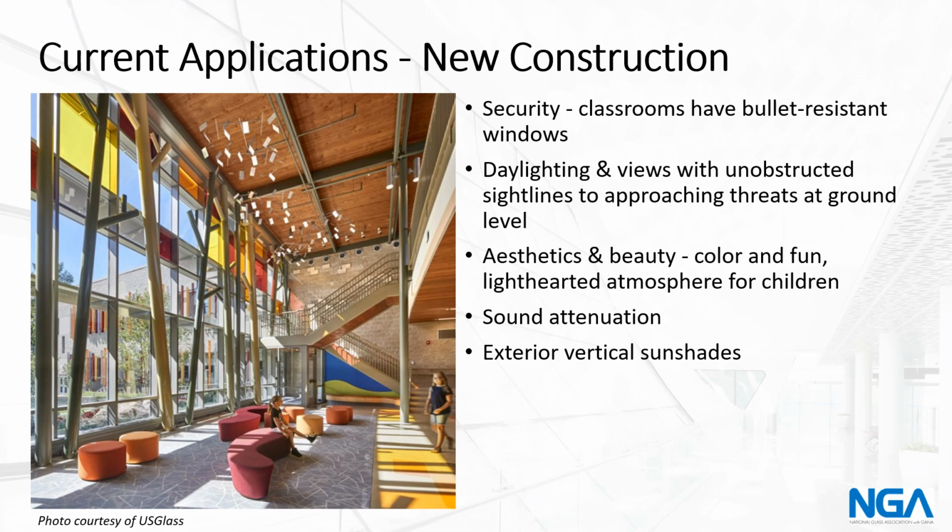In this new construction example, the classrooms have bullet-resistant windows. The exterior facade includes decorative glass in light-hearted, fun colors with an unobstructed view to approaching threats at ground level. Exterior vertical sunshades help block glare, and the windows also help to attenuate noise.